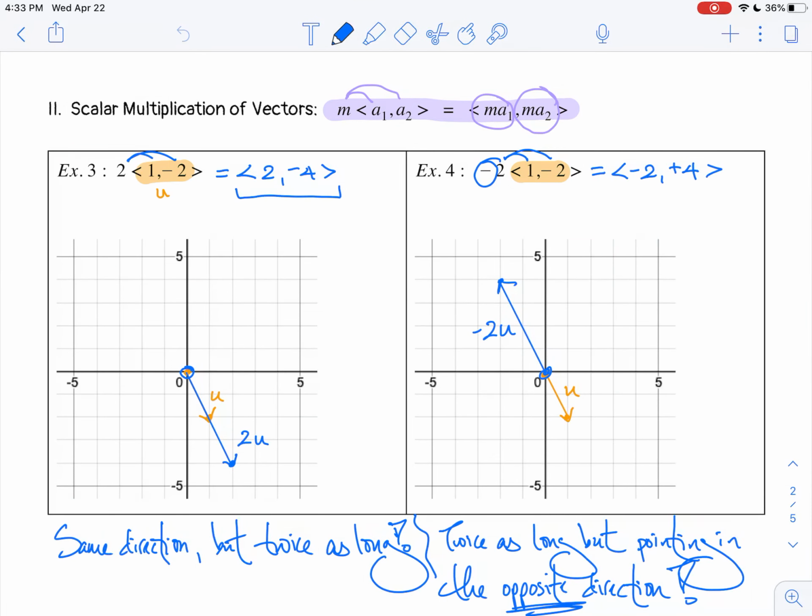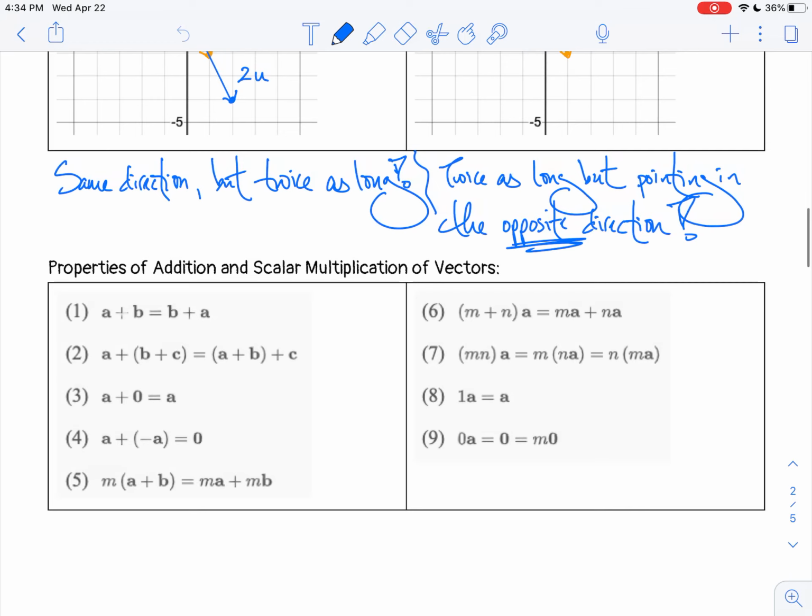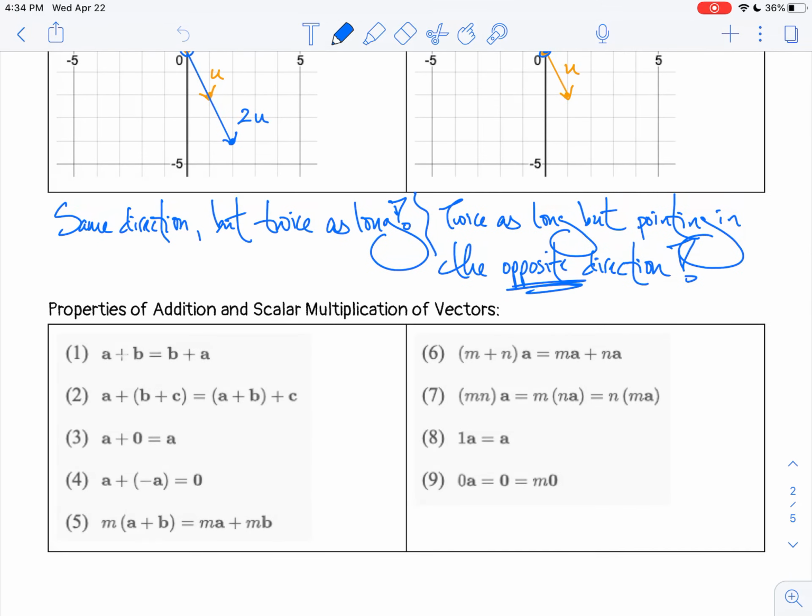Last time we talked about what a vector is, and we talked about addition, subtraction, and scalar multiplication. Now I'd like to talk about some properties of addition and scalar multiplication of vectors. One thing you can count on is that a plus b is the same as b plus a, so the order of addition doesn't matter. Similarly, (a plus b) plus c is the same as a plus (b plus c).